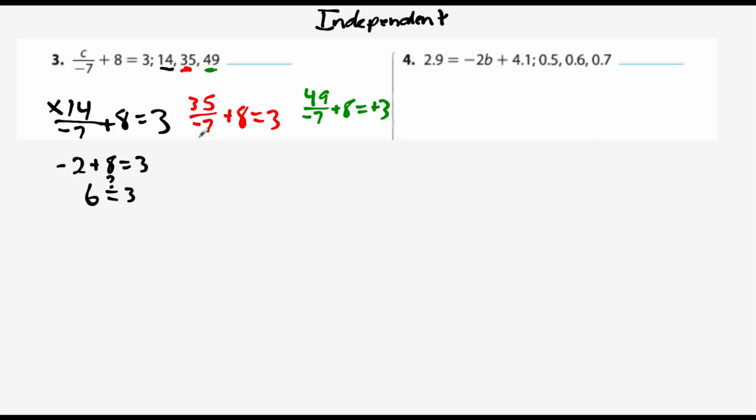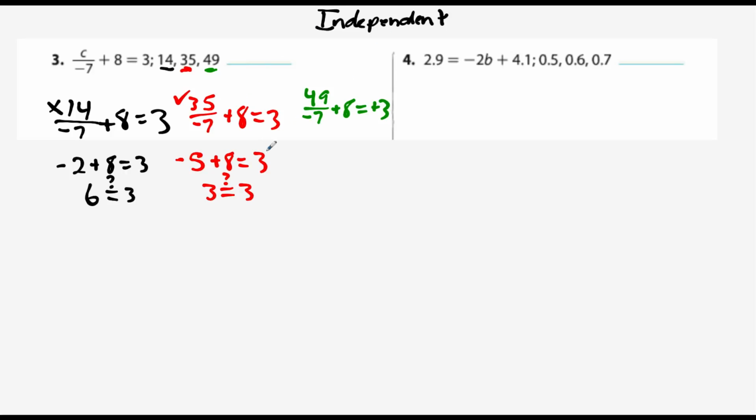Okay, so 35 divided by -7. 35 divided by 7 is 5. Positive divided by a negative, still a negative. So -5 plus 8 equals -3. So -5 plus 8, again, different signs, so we subtract. 8 minus 5 makes 3. Still keep the sign of the higher number, which is still 8. 8 is still more than 5, so this is still positive. Does 3 equal -3? And you say, yes it is. Yes it does. 3 and 3 are the same number. So this looks like a pretty good answer.